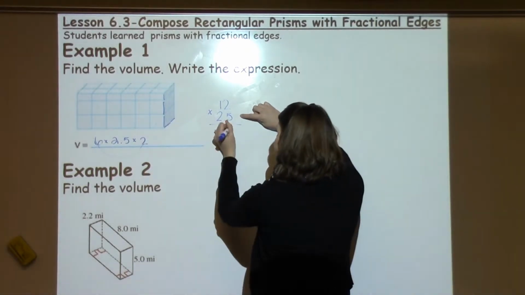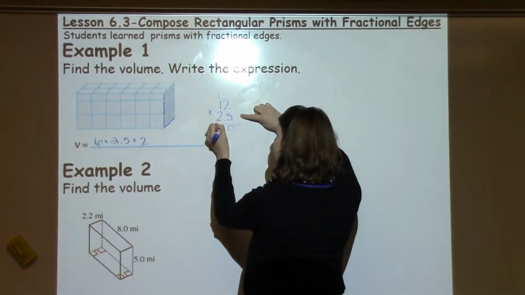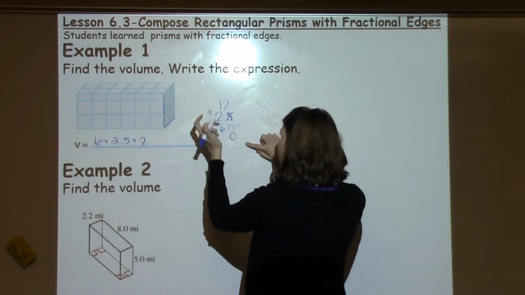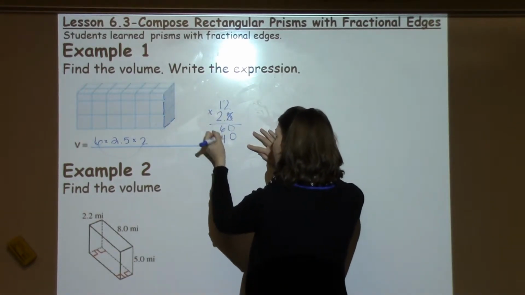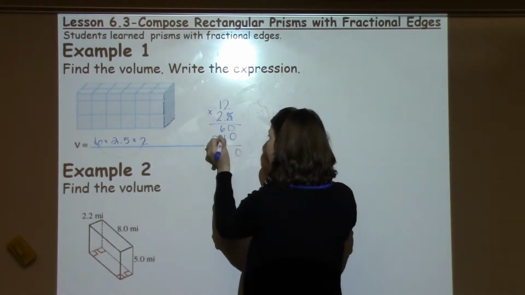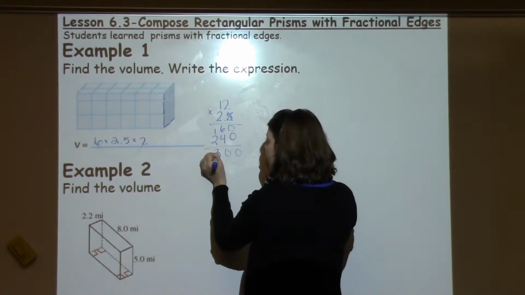2 times 5 is 10. And I have 1 times 5, which is 5, plus 1 more is 6. Put my 0 down for my placeholder. And then go ahead and multiply 2 times 2, which is 4. 1 times 2, which is 2. Now I need to go and add those together. 6 plus 4 is 10, plus 1 more, and that's going to make that a 3.